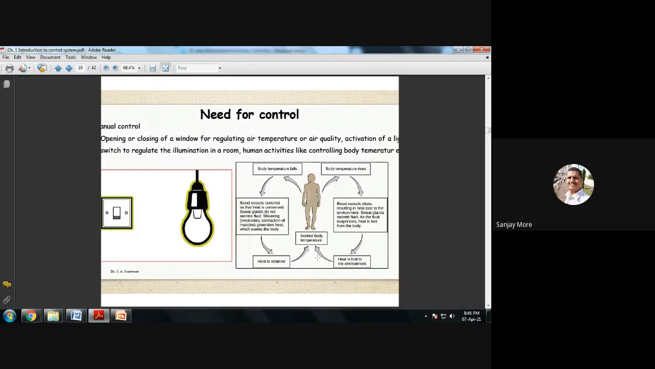So our blood vessels constrict so that the heat is conserved. Sweat glands do not secrete fluid, or shivering, means involuntary contraction of muscles, generates heat which warms the body. So warming the body means heat is retained. Then when room temperature rises, blood vessels dilate resulting in heat loss to the environment, sweat glands secrete fluid, as the fluid evaporates, heat is lost from the body. Then heat is lost to the environment, means your body temperature falls.